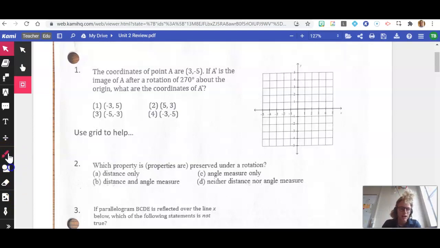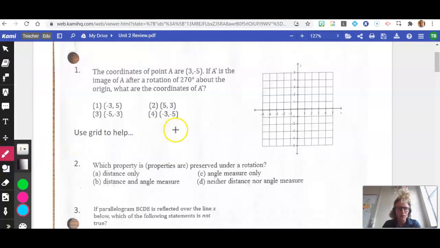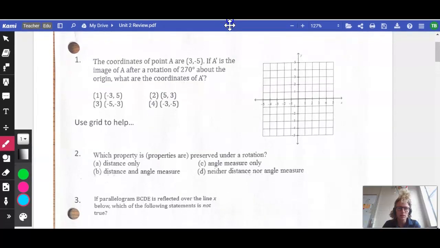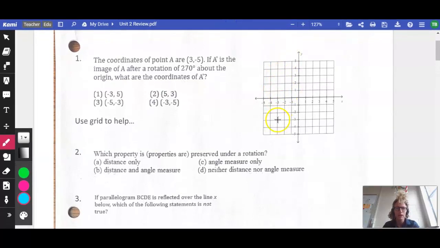The coordinates of point A are 3, -5. Let me move this down. Okay, the coordinates of point A are 3 and -5. So I'm going to go 3 to the right, 5 down. Alrighty, and that is A.